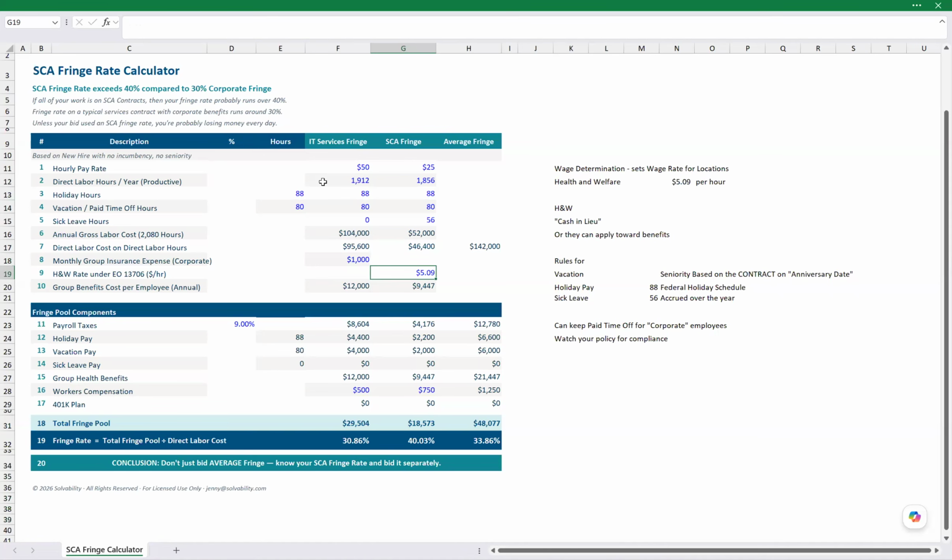They're going to have the health and welfare at $5.09 an hour. And I guess that changes. Does it change every year about the same time, Matt? And how does that work?